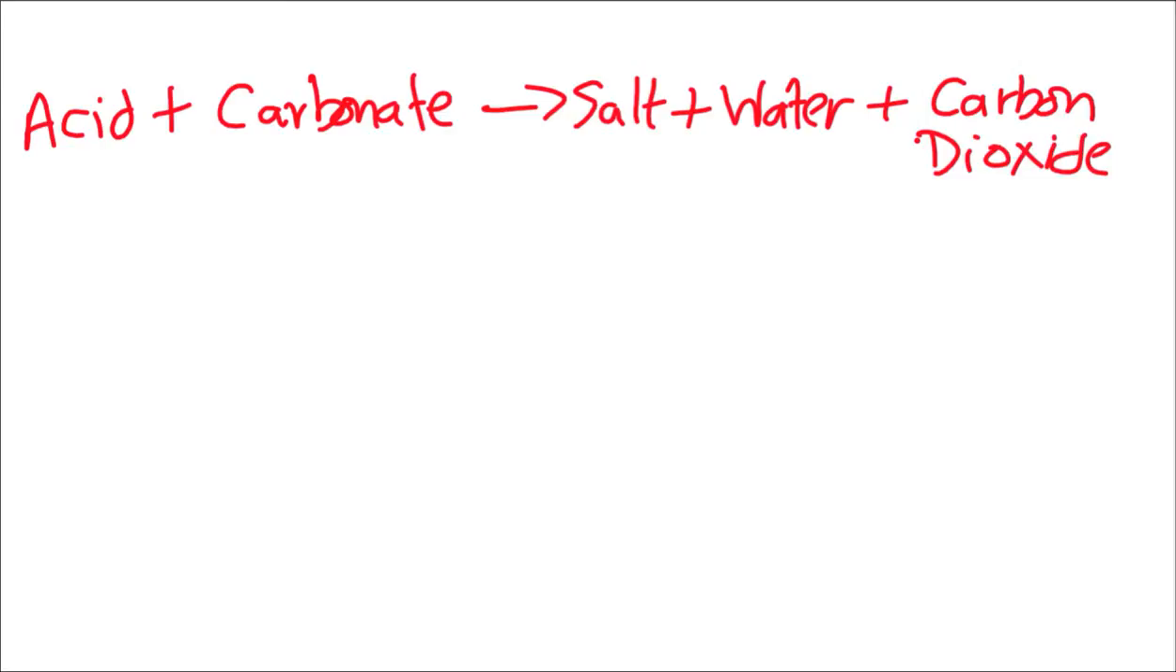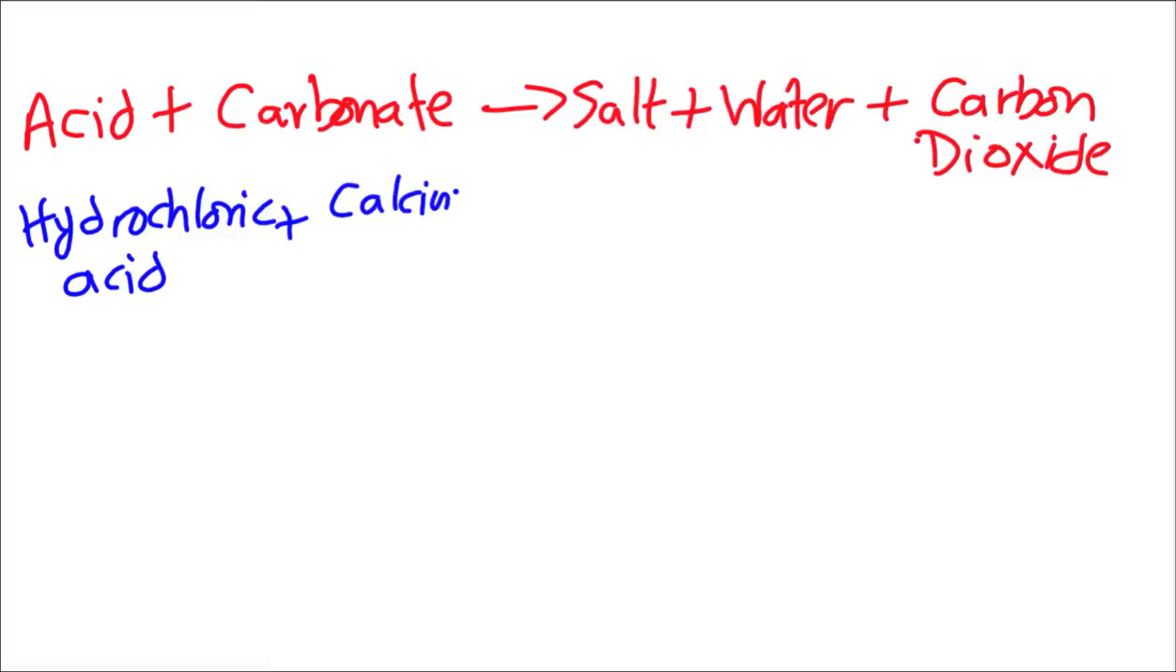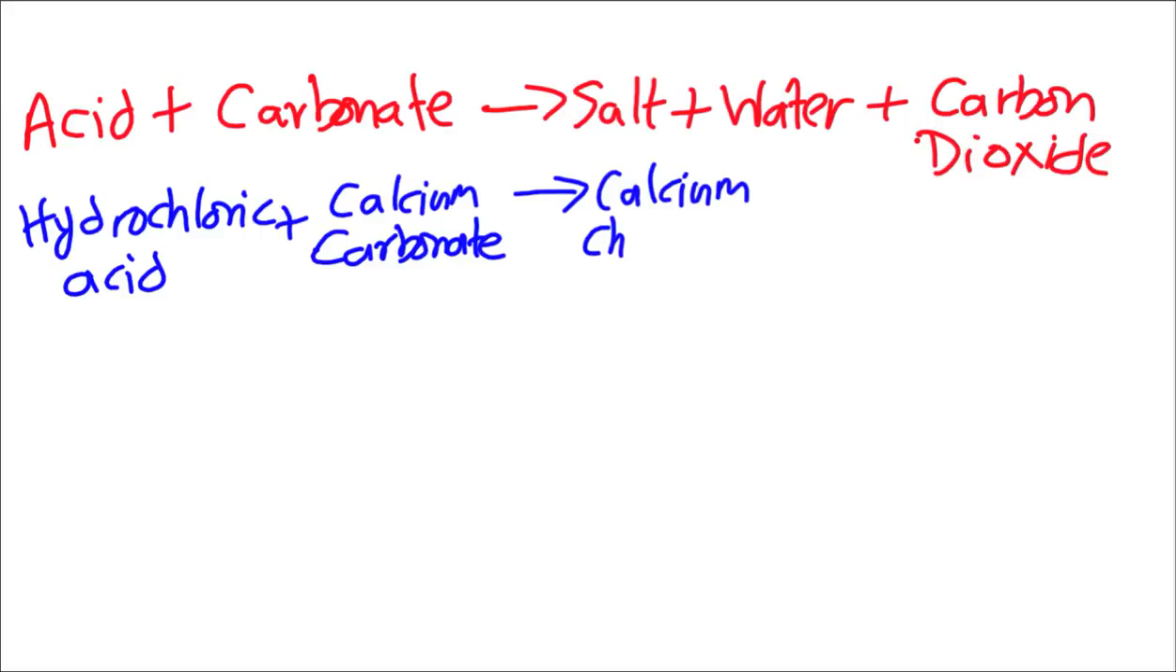So if we have a look at this in terms of an example, again we'll have our hydrochloric acid, but this time we're going to react it with calcium carbonate, and this will produce calcium chloride plus water plus carbon dioxide.